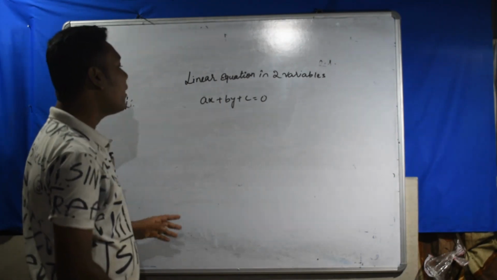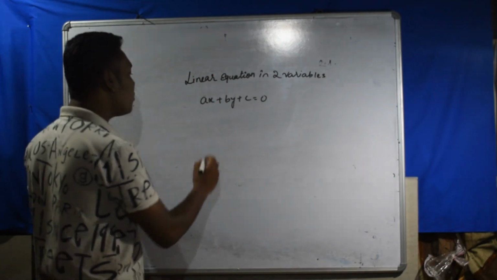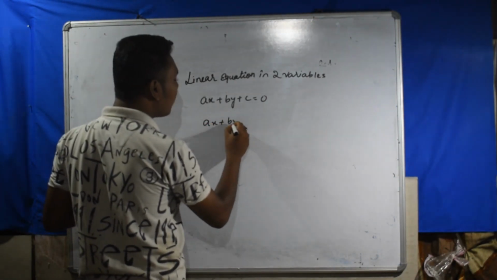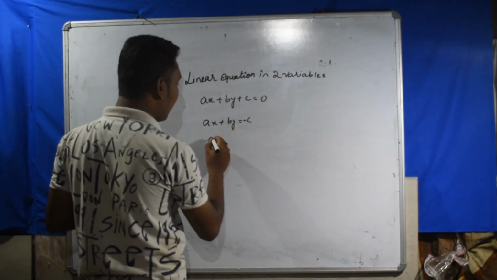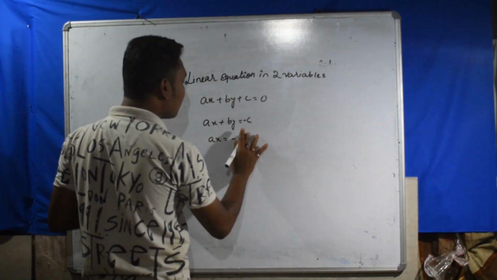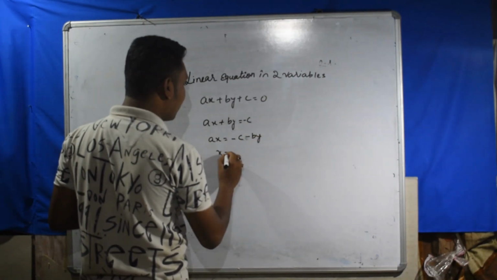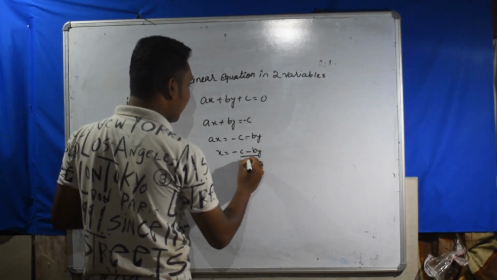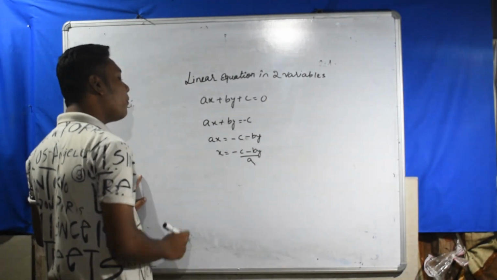So we need to find the value of both x and y. To find that, ax plus by is equal to minus c. ax is equal to minus c minus by, x is equal to minus c minus by upon a. Now if I consider the value of y, I will get the value of x.